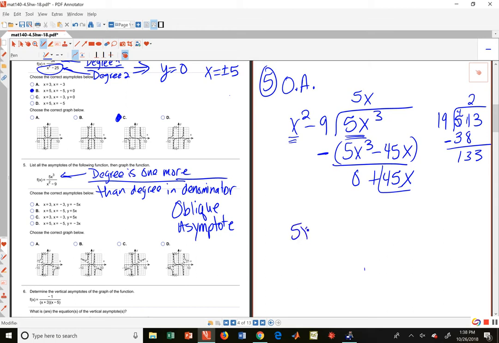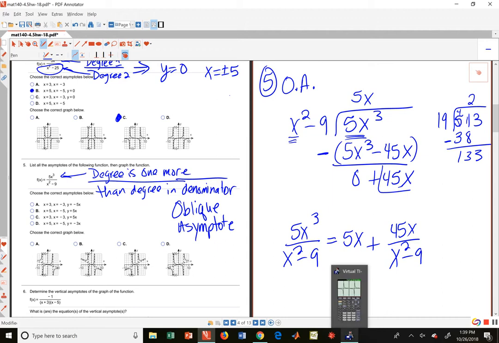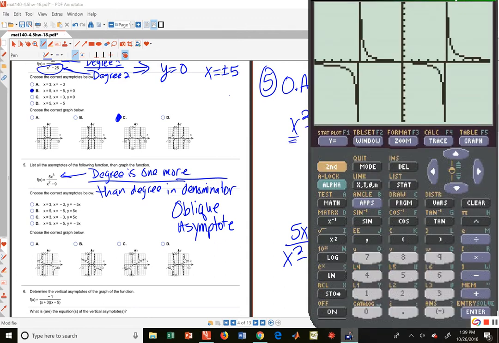So what I'm suggesting is that 5x cubed divided by x squared minus 9 goes in there 5x times plus 45x divided by x squared minus 9. This is the remainder after we divide it. Let me finish that problem over there.